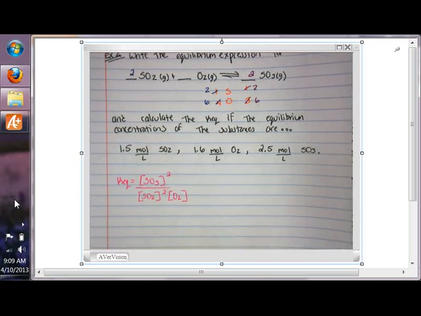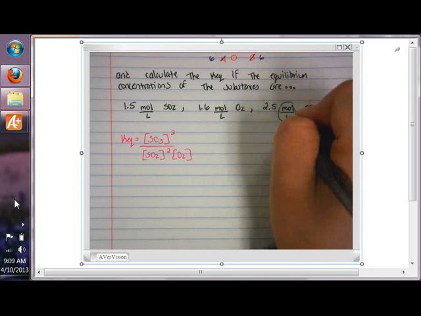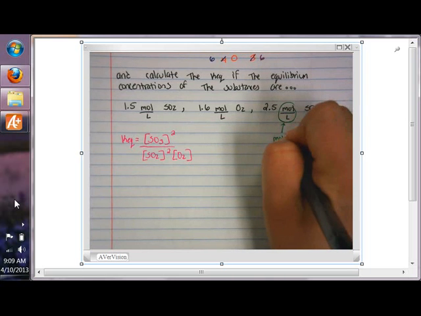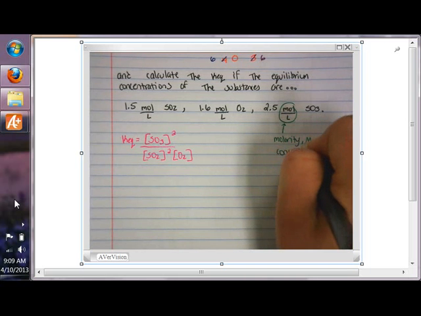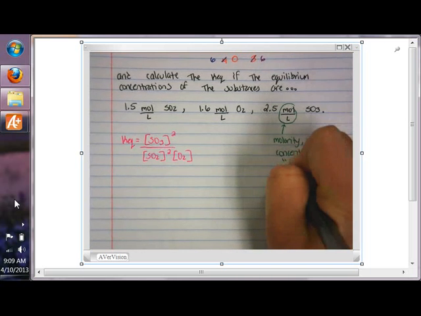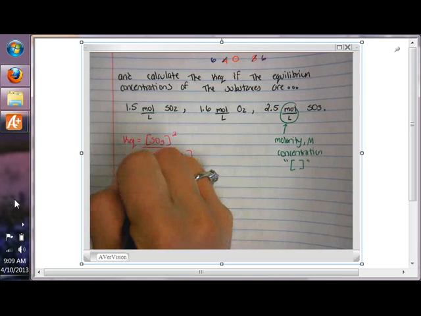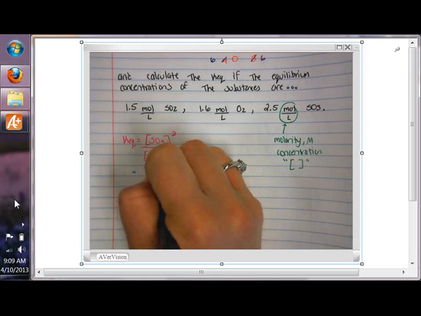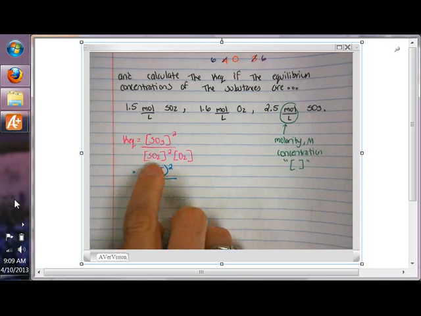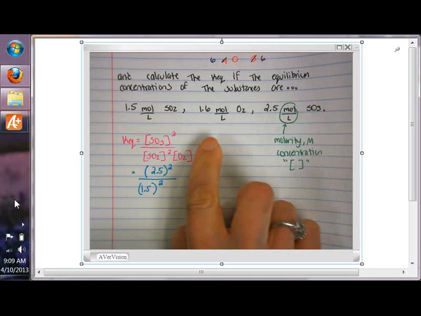So next up, notice they gave us moles over liters. Moles over liters, guys, that's just molarity, which is concentration, which is what these brackets mean. Okay, so now from this part, I'm just going to plug and chug. So SO3 is 2.5 squared all over SO2 is 1.5 squared, and O2 is just 1.6.